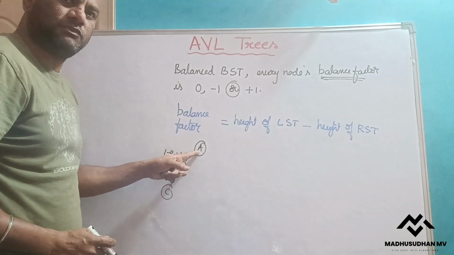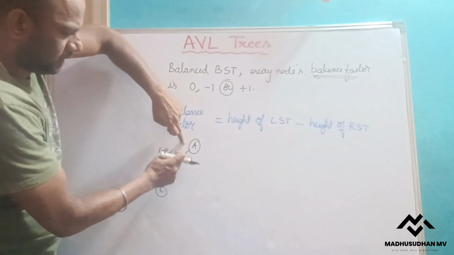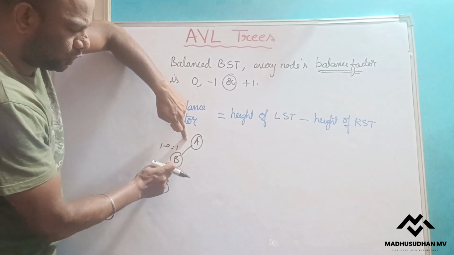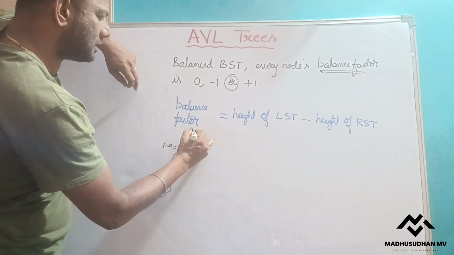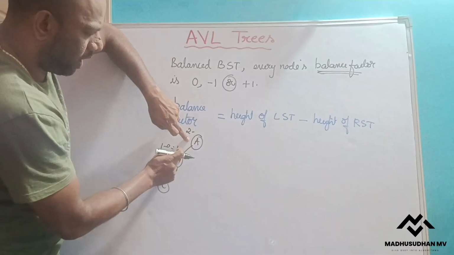Similarly, what is the balance factor of this node? This node's left subtree is complete: 1 edge, 2 edges. So the height of its left subtree is 2. Height of the left subtree of this node is 2.